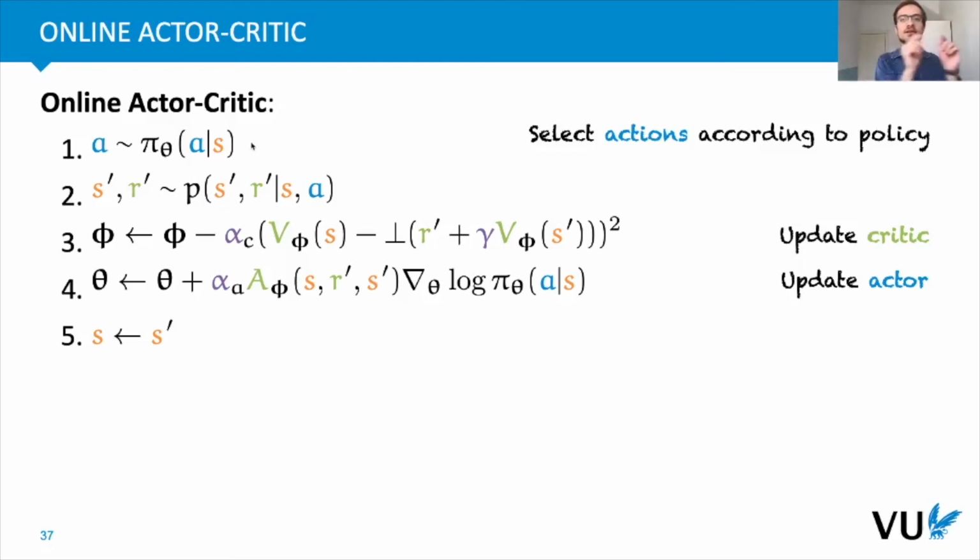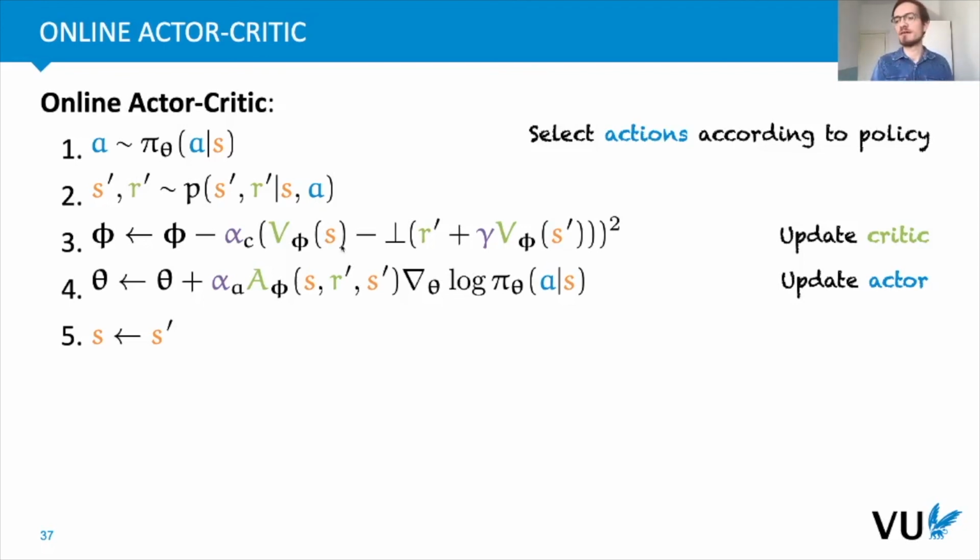So compare this to the deep Q learning algorithm. In deep Q learning, we would use epsilon greedy to select actions, but now we already have a stochastic way to select actions, namely our stochastic policy. Then we're going to go to the next state. So we sample next state and next reward. Then we're going to update the critic. We do this just by taking one single step.